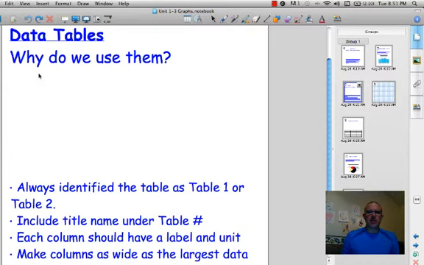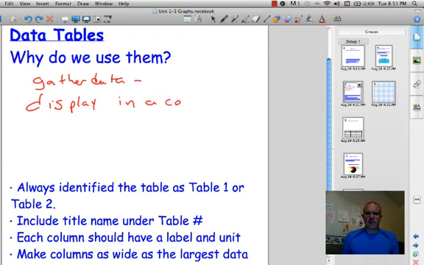We use data tables in order to gather data. And then we use it also in order to be able to display the data in a concise way. This would allow someone to be able to take that data, put it into a format that everyone can understand, and makes it easy for them to interpret what is going on.